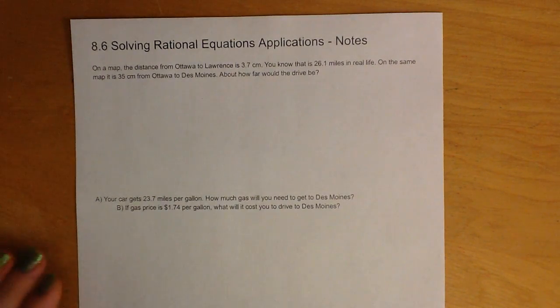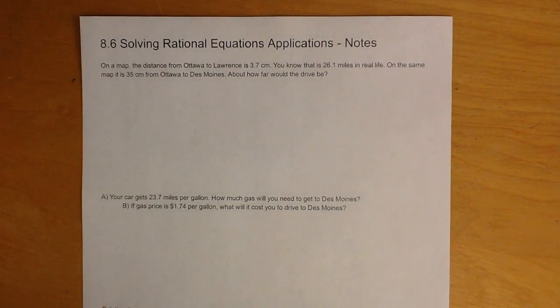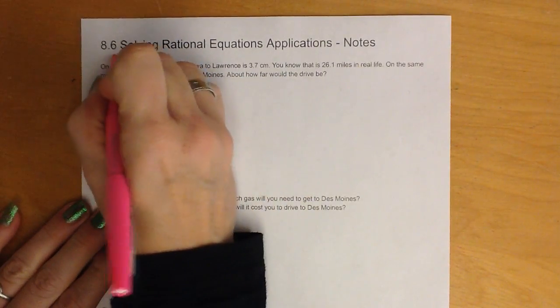What we're working on in the second part of section 6 of chapter 8 is solving applications that involve rational equations. So these story problems are going to result in a rational equation, which means we'll have fractions with variables in the numerators and/or denominators. So I want to start out by talking to you about proportions. We'll fit it in right here.